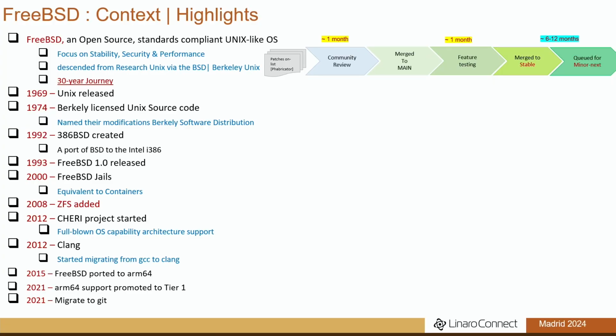There are similarities with Linux. So similar to how we have patches on list, in FreeBSD, we put the patches on Phabricator, which is then discussed in the community. So you have a community review, which is roughly about a month's time, and then it is merged to the main repository, which is also known as current branch. So it's similar to a development flavor, like how you have in SUSE for Tumbleweed or Fedora for Red Hat. And then you have a month of rigorous feature testing, after which the features are merged to stable. And then from stable, you have minor releases that are branched out every 6 to 12 months.